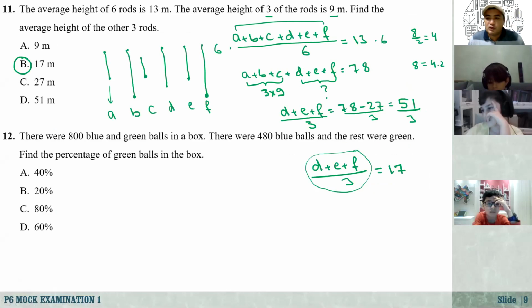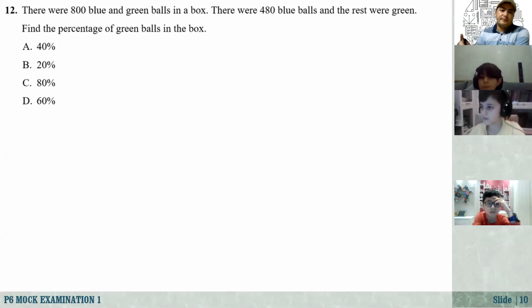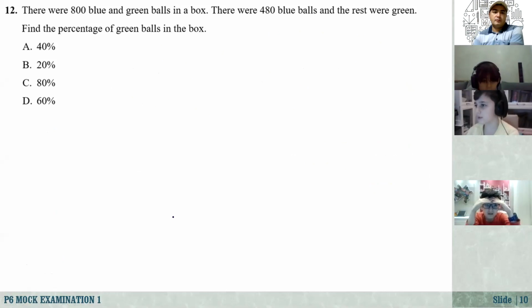The last time we saw question 11, if you remember, it was the average height of 6 rows. So now we will solve question 12. Turan, let's start with you. Can you read the question and tell me if you understand anything? There were 800 blue and green balls in a box. There were 480 blue balls and the rest were green. Find the percentage of green balls in the box.